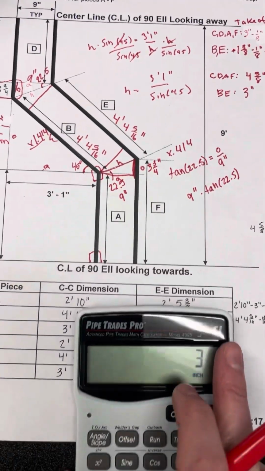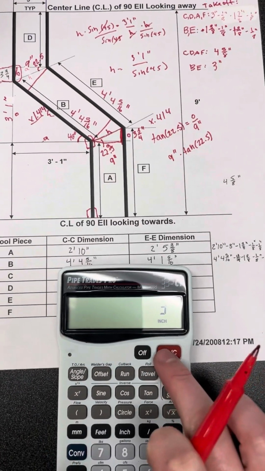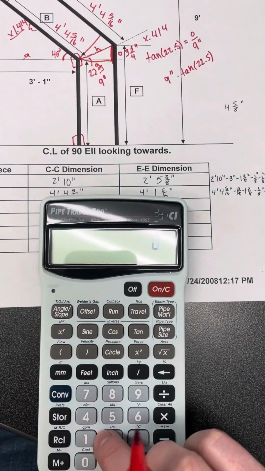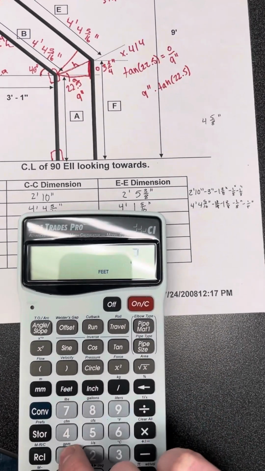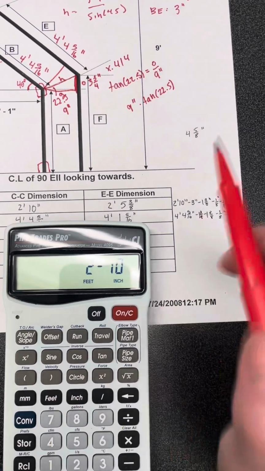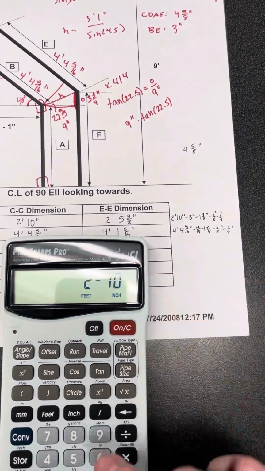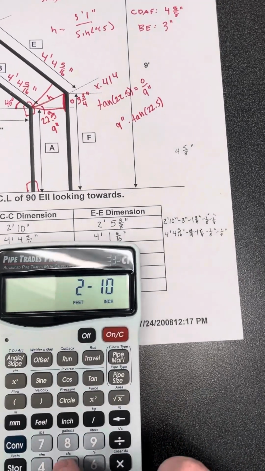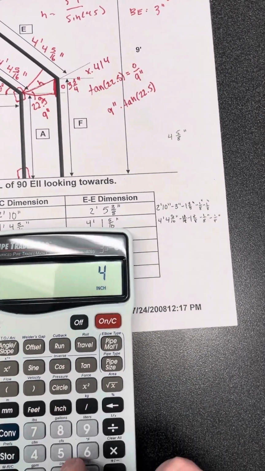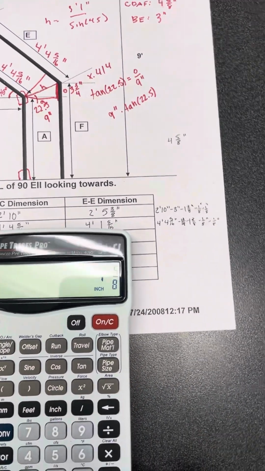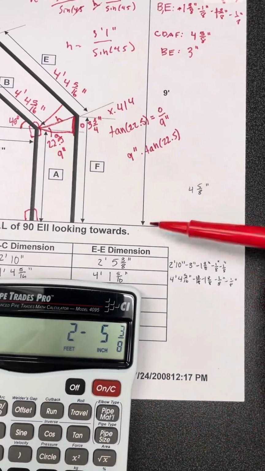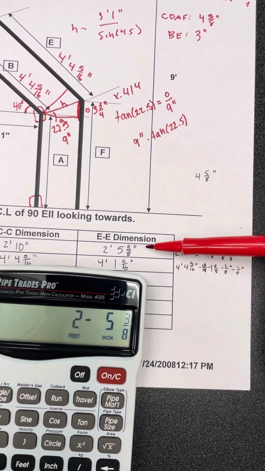So I'll just show you a quick example of that. So A is going to be 2 feet 10 inches. And then we're going to subtract that total takeoff of 4 inches and 5/8. And that's going to give us our total length here of 2 feet 5 3/8 inches.